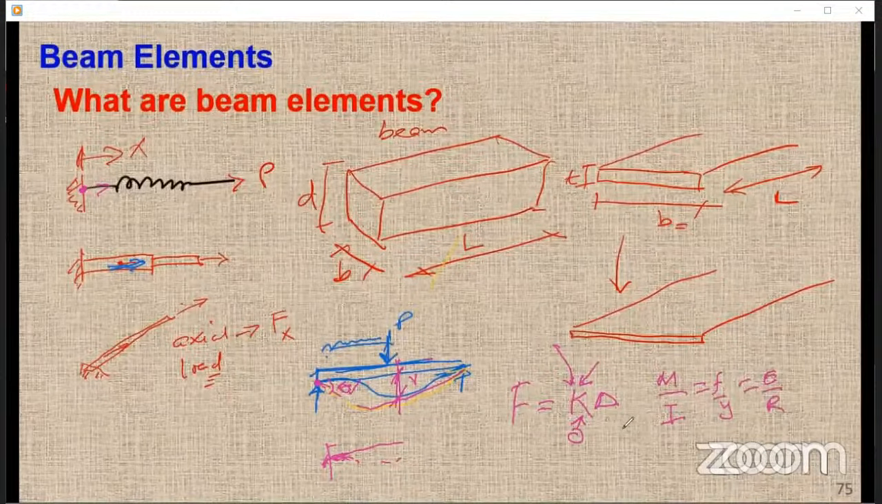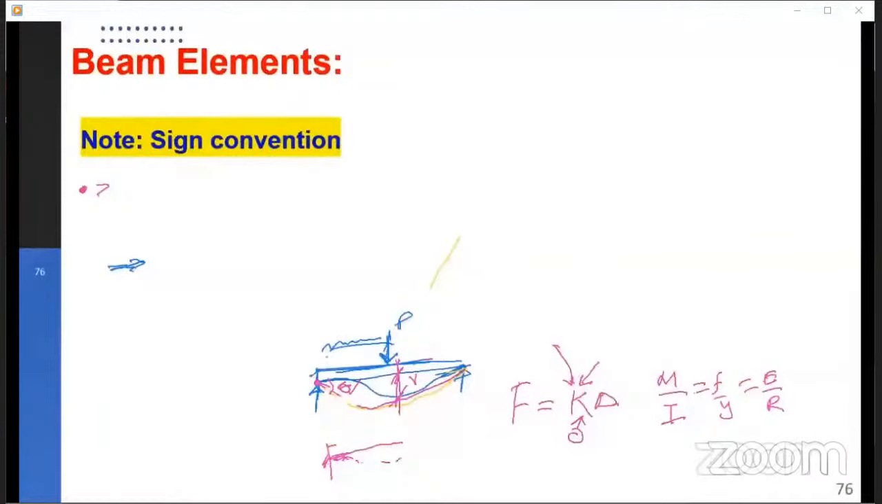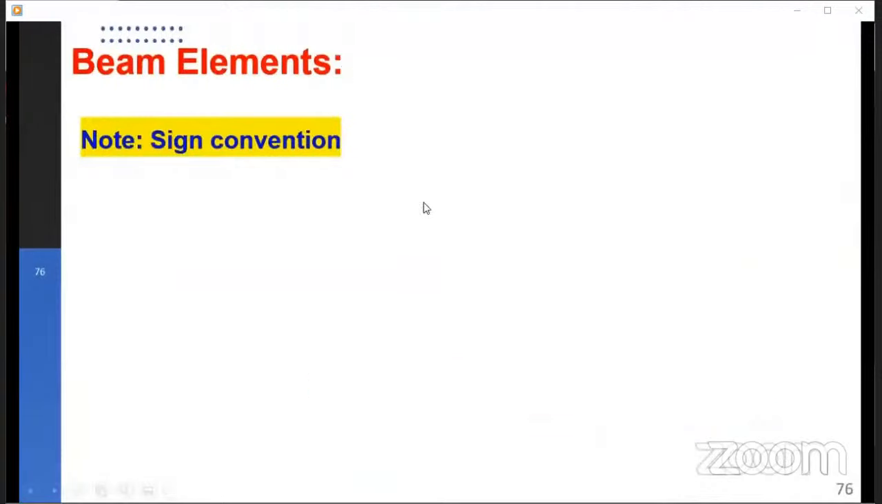The assumption is, just as you had assumptions for the spring and the bar element, in this case you have the first assumption that the beam is loaded only transversely. This is our beam. The beam is loaded only in the y direction. So we have this axis as y, and this as x. The loading will only be transverse.